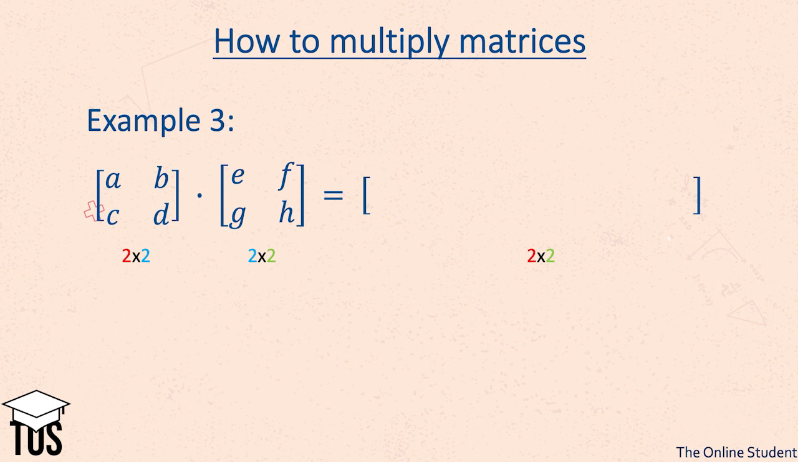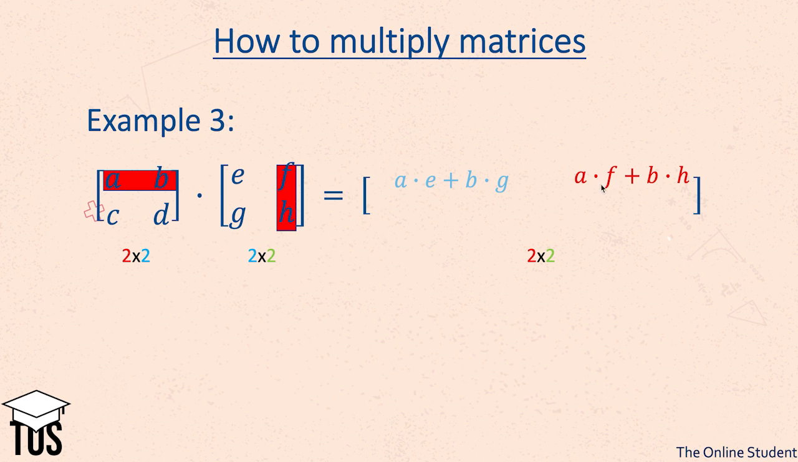Now we know how to multiply these matrices. We take the first row of the first matrix in combination with the first column of the second matrix. We multiply A by E plus B by G, and we get the first element of the resulting matrix, which will be at the first row and the first column. Now we can take this first row with the second column, and then we have A multiplied by F plus B multiplied by H, and this will be at the first row and the second column of the resulting matrix.